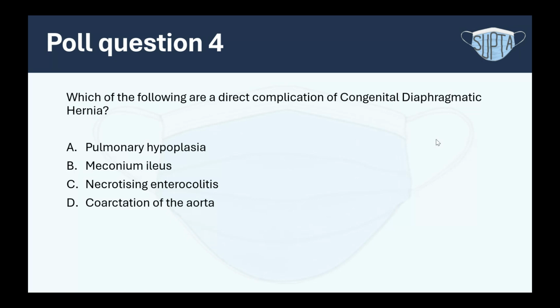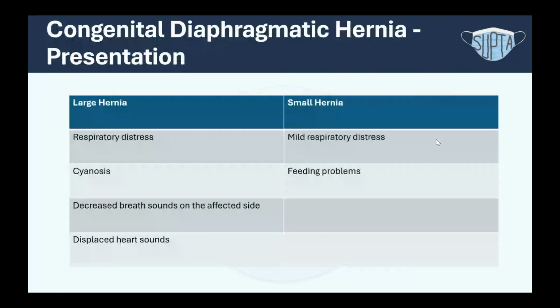So we have everyone voting for pulmonary hypoplasia. Amazing. So we're often worried about pulmonary hypoplasia when we see kids with congenital diaphragmatic hernia. The reason why you might see pulmonary hypoplasia is because the herniated viscera compress the developing lungs in utero, and that's going to restrict normal lung growth, resulting in hypoplastic or underdeveloped lungs.